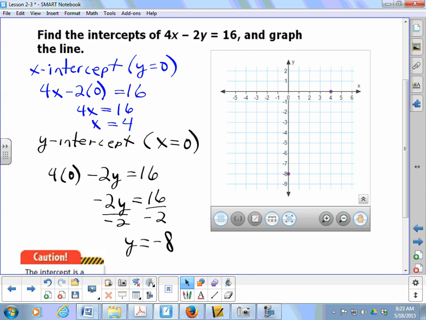Okay. So how many points do I have now? Okay, 2, and that's how many I need to be able to draw a straight line. So to find the x-intercept, we let y equal 0. To find the y-intercept, we let x equal 0. Plot those two numbers and draw our line.